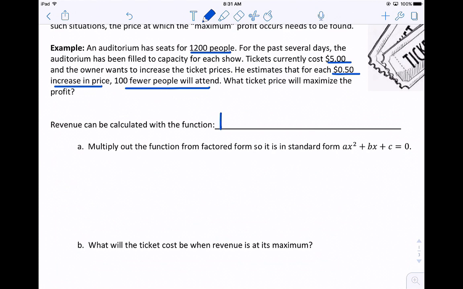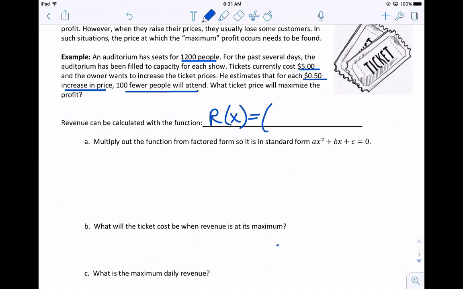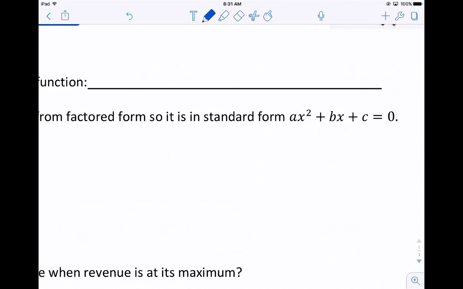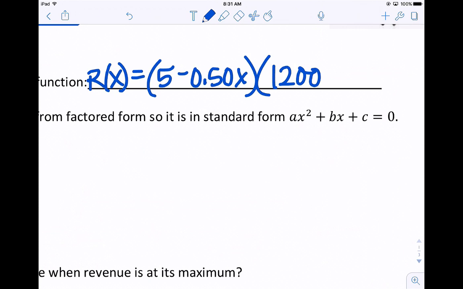And so we can calculate this. We can say the revenue for a certain ticket price, I'll call it x. So it's $5, but if we're adding 50 cents per increase, we're going to multiply that. So it's price times the number of people, so we have 1,200 minus 100x. Again, revenue is cost of a ticket times how many people are going. So the revenue for x increases would be $5 plus 50 cents per increase, times the number of people, which is 1,200, but you would take away 100 people for every 50-cent increase in price.